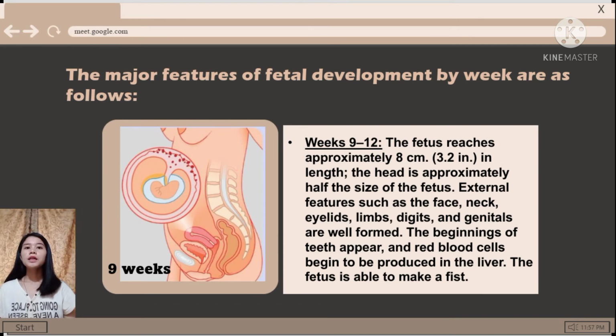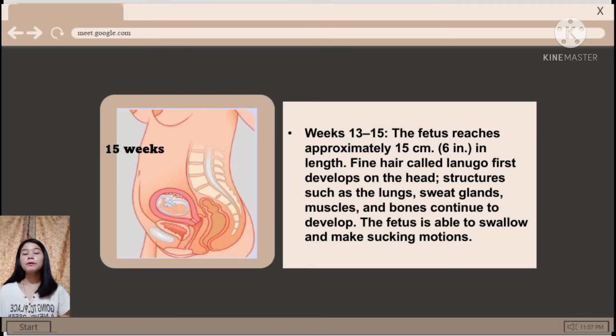Weeks 9 to 12, the fetus reaches approximately 9 cm and the head is approximately half the size of the fetus. External features such as face, neck, eyelids, digits, and genitals are well formed. The beginnings of teeth appear, red blood cells begin to be produced in the liver, and the fetus is able to make a fist. Weeks 13 to 15, the fetus reaches approximately 15 cm. Fine hair called lanugo first develops on the head. Structures such as lungs, sweat glands, muscles, and bones continue to develop. The fetus is able to swallow and make sucking motions.